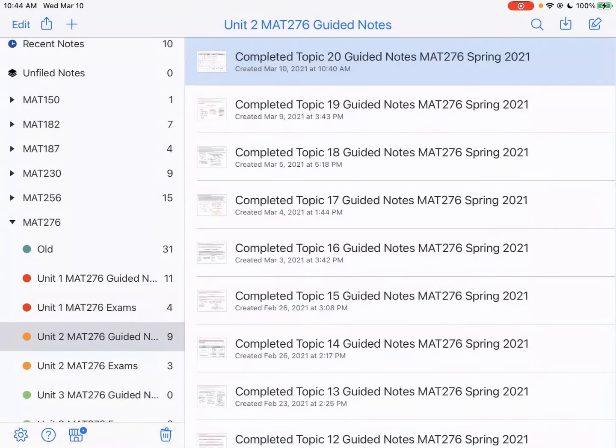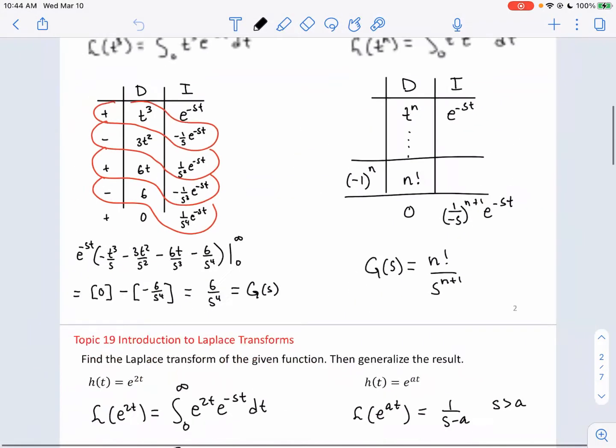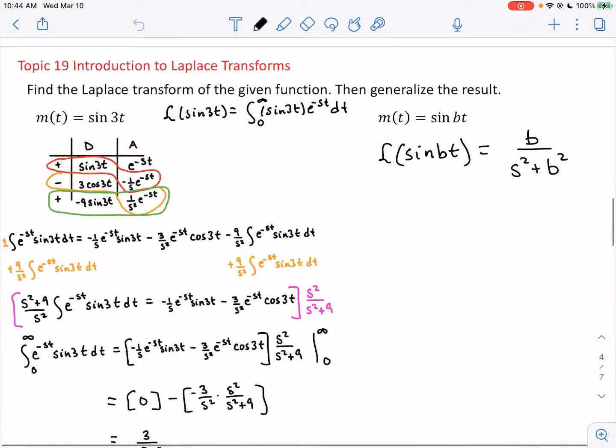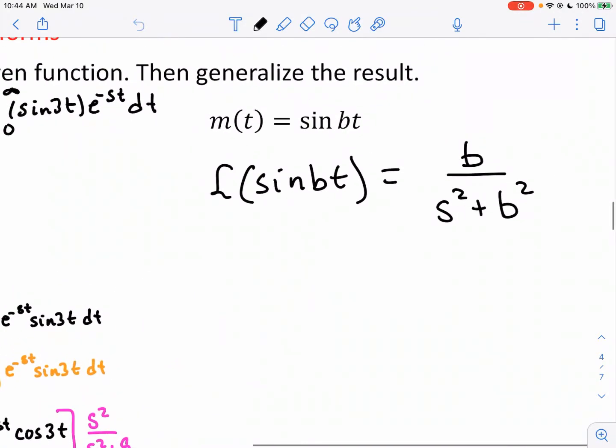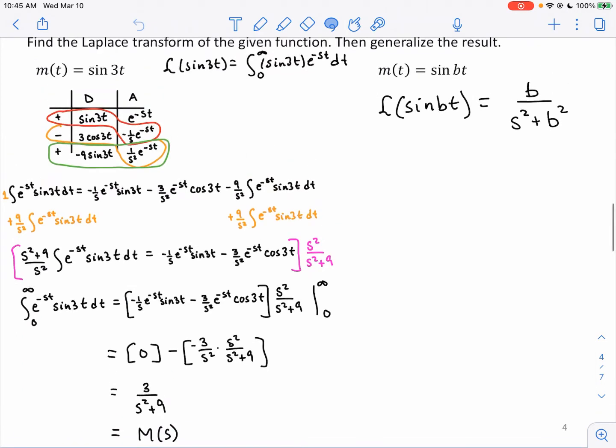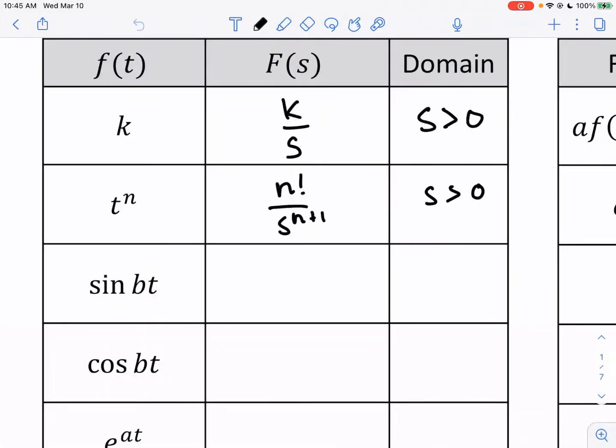Now going back to our notes, sine bt. Let's find what page we did the sine. That was done on page 4. And the Laplace transform of sine bt was b over s squared plus b squared. And again, we had to have s be positive so that when I evaluated at infinity, these terms actually zeroed out in getting an answer. So b over s squared plus b squared, and s had to be positive.